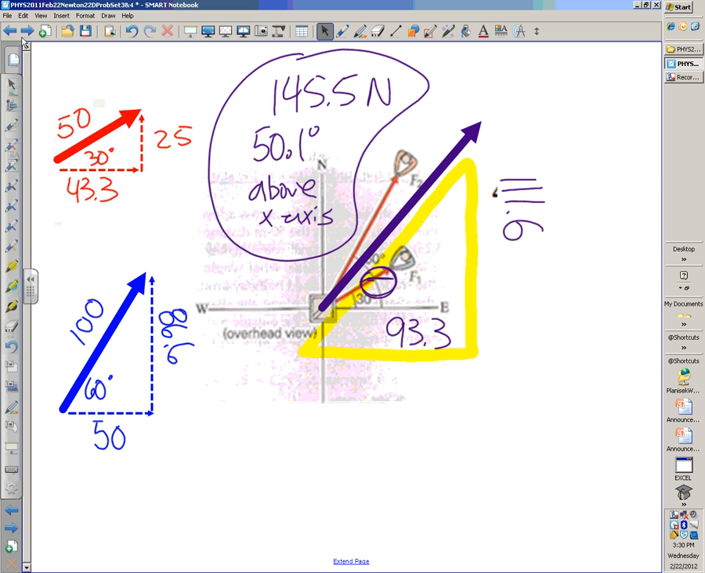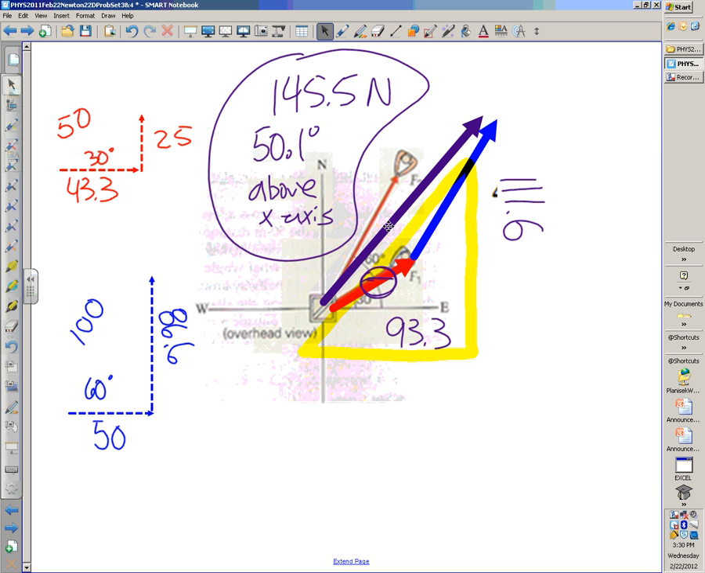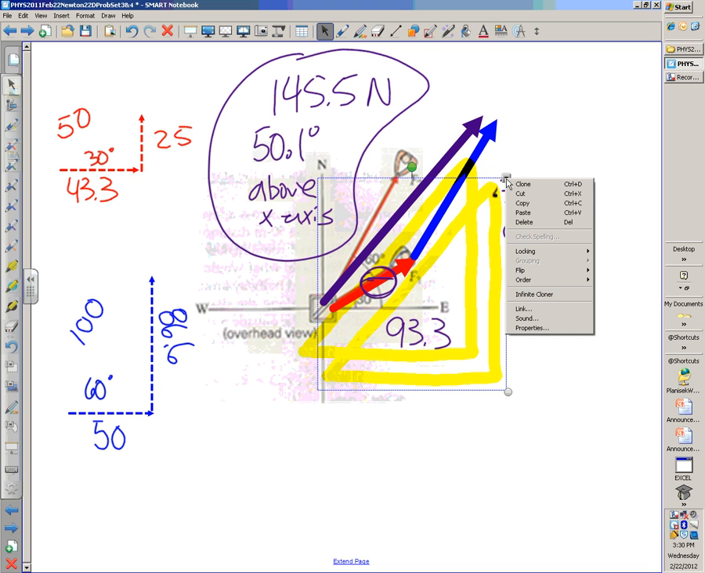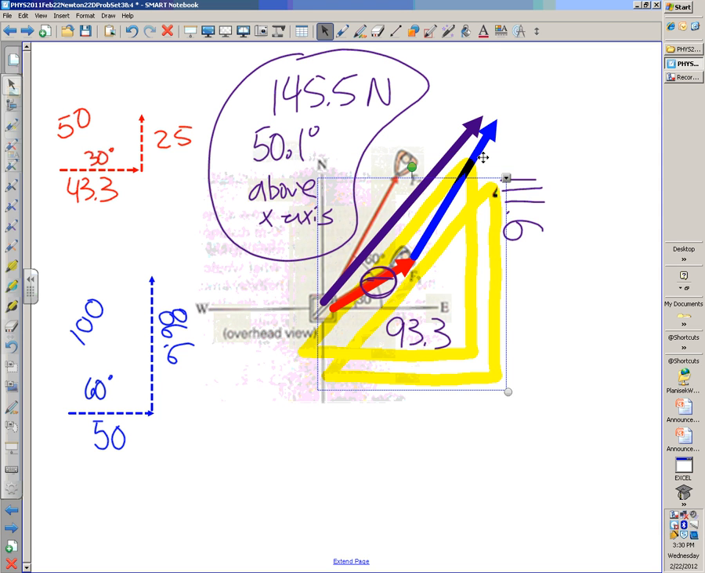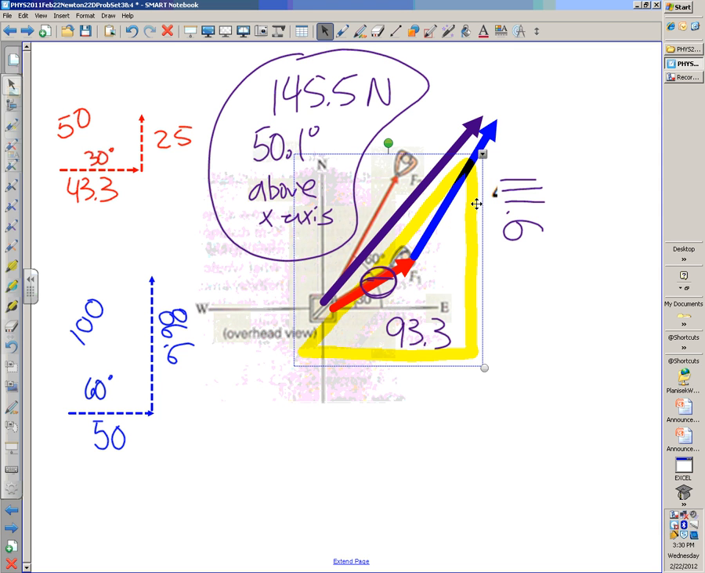We talked about the idea that the red one represents F1, the blue one representing F2. I moved them, but originally we had them set up so that they were tip to tail. And then we drew in the purple vector that represented the resultant vector of the red and the blue, which is what the net force is. It's the resultant force.